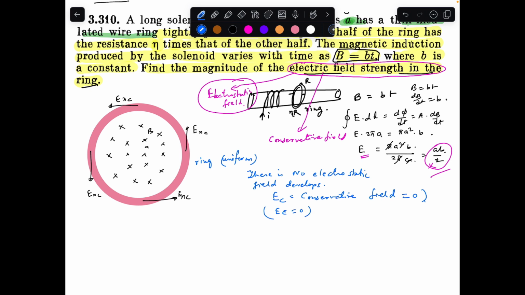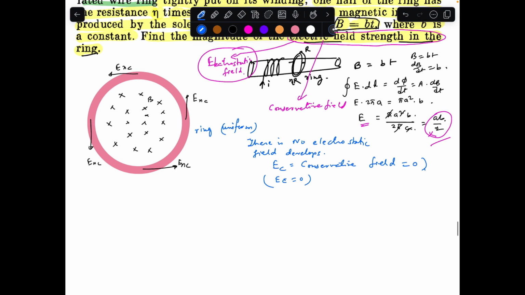100% sure. Sir, how will it be 0? How can you say it is 0? Okay. We can prove that the conservative field will be 0. How can we prove this? You know that J equal to sigma E. This relation you know. So here, what is this E? This E is E total, that means E conservative plus E non-conservative. It consists of both.